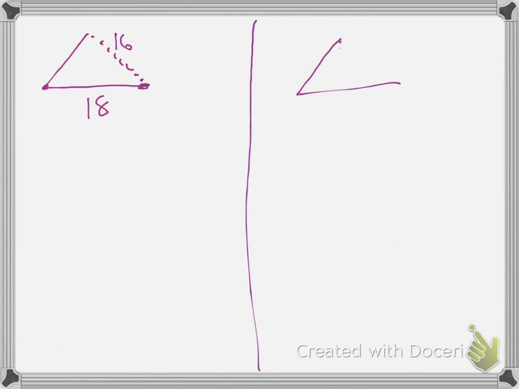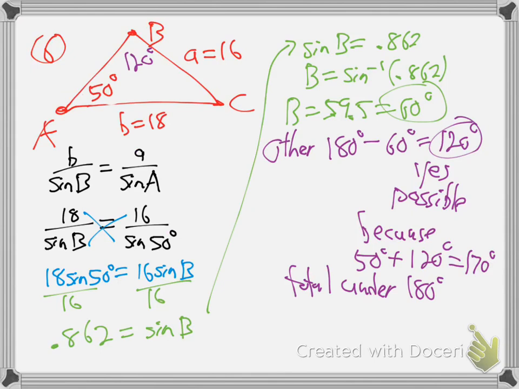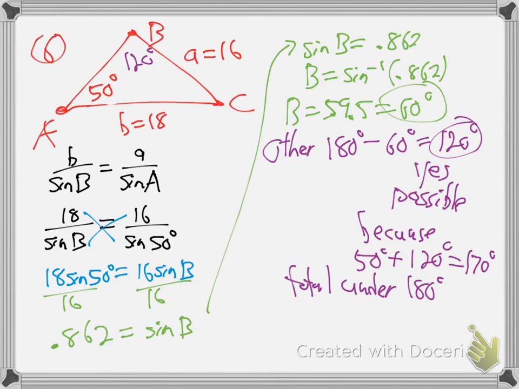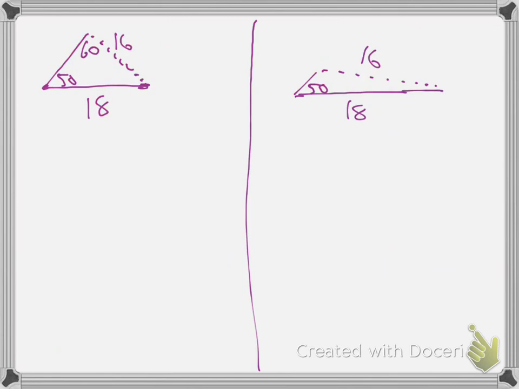The other way it could go is this side could get really, really tiny and this angle get really big. So this is still 18, this is still 16, and this is still 50 here. They both have all those the same, and the top is either 60, or in this case, 120. It's a really big angle. That's the other possible triangle. Everybody see that? This will only be 10 degrees, whereas this one will be 70.